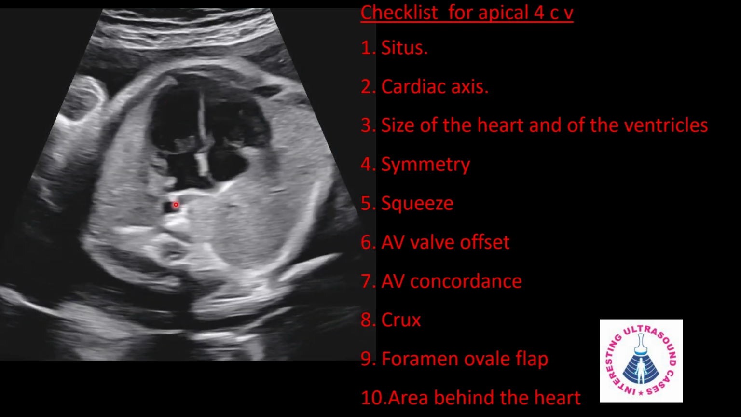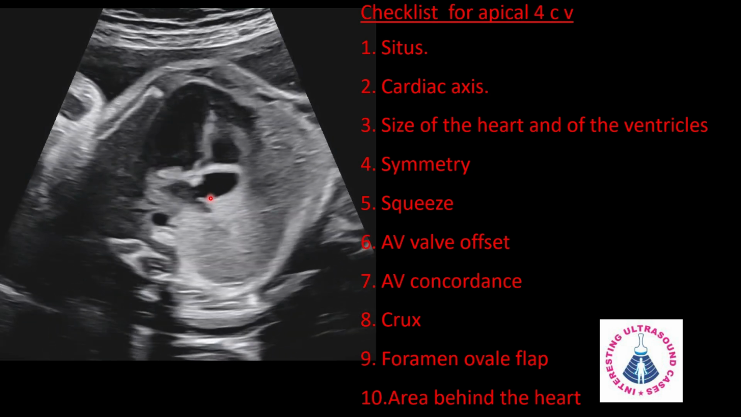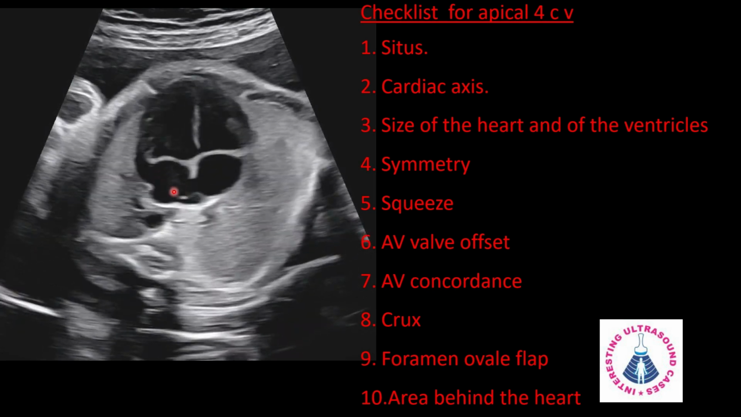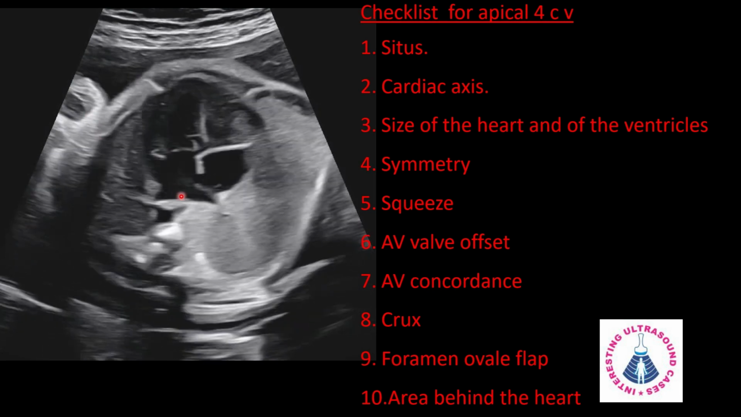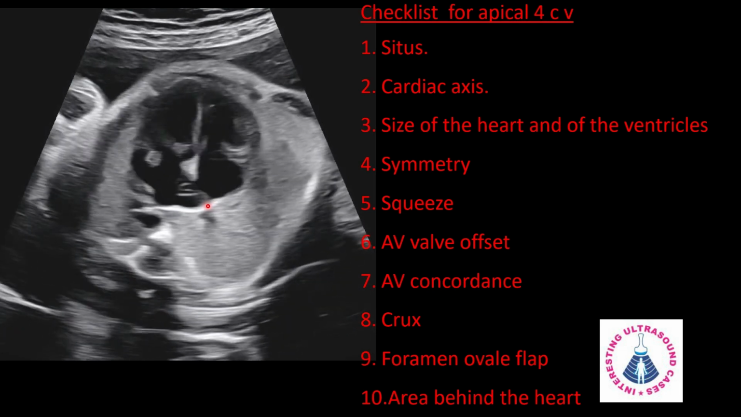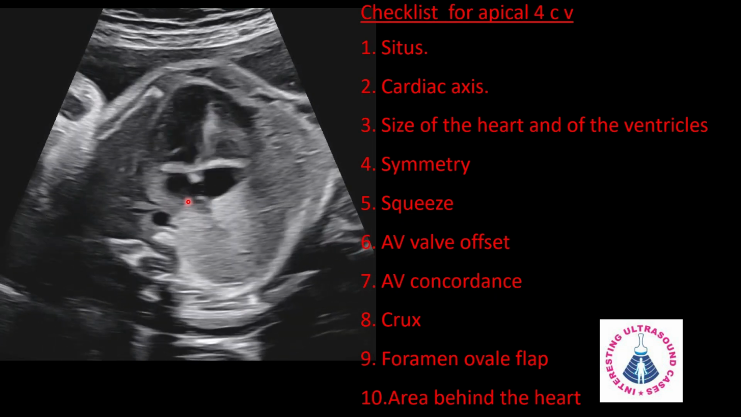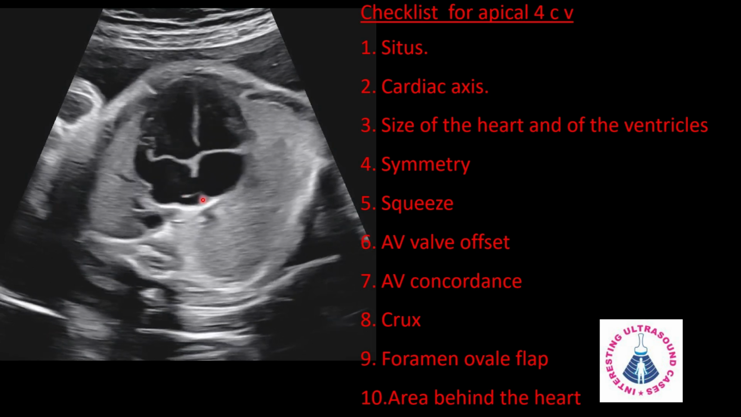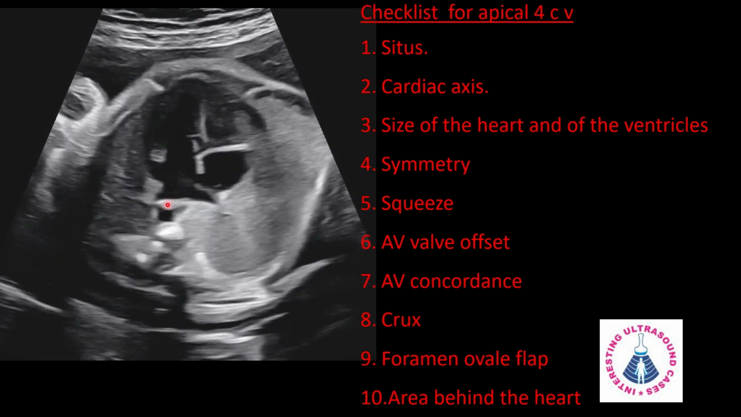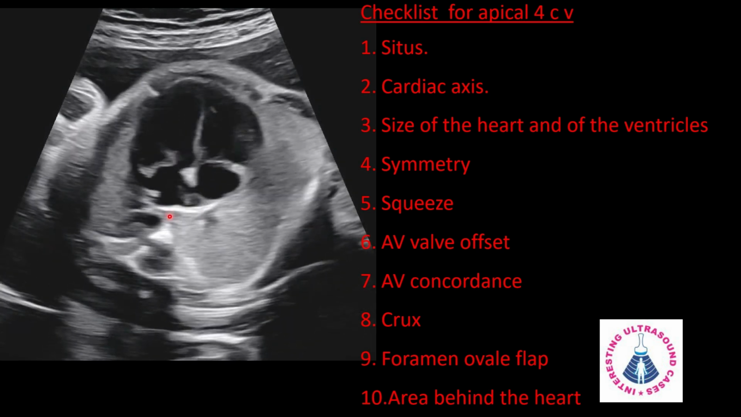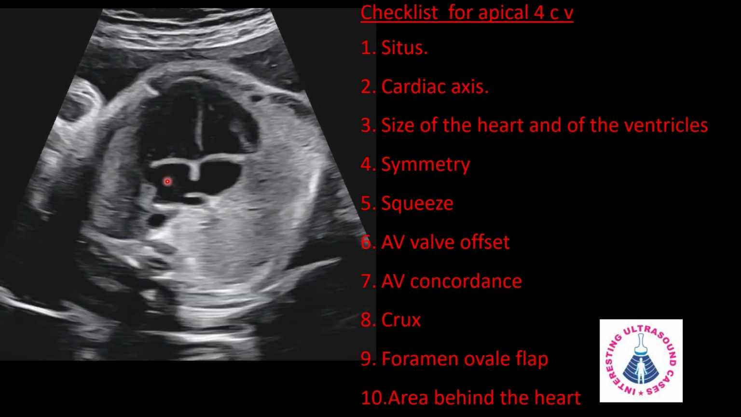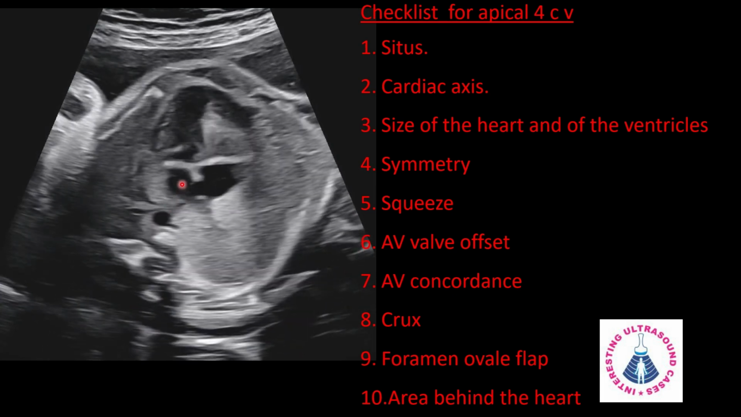And the next most important thing is we have to see two pulmonary veins draining into the left atrium. Here we can see the two pulmonary veins draining into the left atrium. So in cases of TAPVC, we will not be able to see these two pulmonary veins. Instead, this retroatrial distance, that is the distance between the left atrium and the aorta, may be increased.